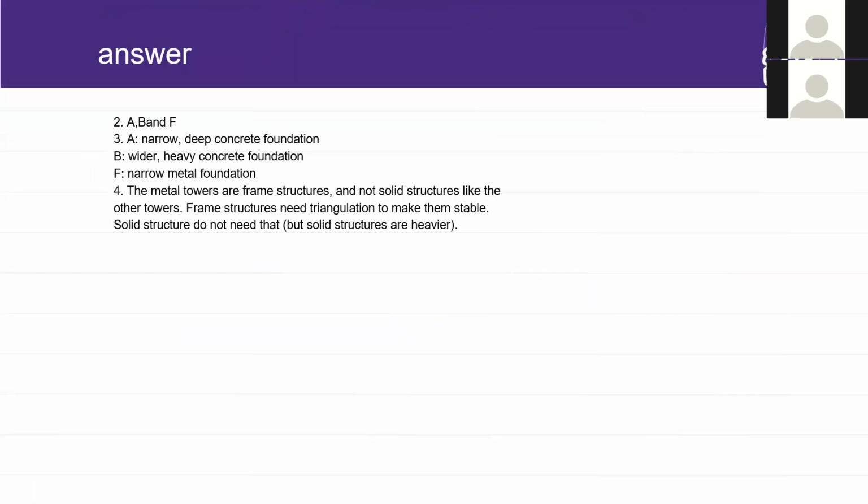Okay, so here are your answers. A, narrow, deep concrete foundation. B, wider, heavy concrete foundation. F, a narrow metal foundation. The metal towers are frame structures, not solid structures like the other ones. Frame structures need triangulation to make them stable. Solid structures do not need that, but solid structures are heavier. Those are the concrete towers. Those that are made from steel need to be triangulated to make them firm.